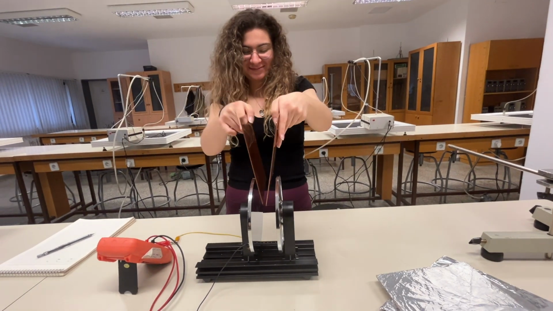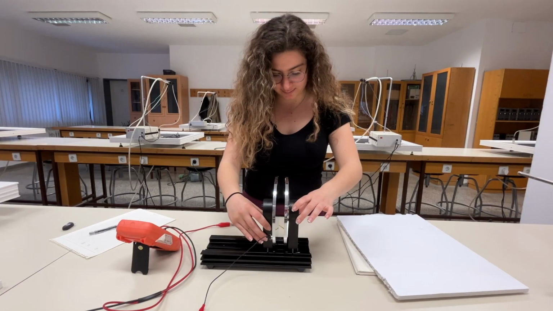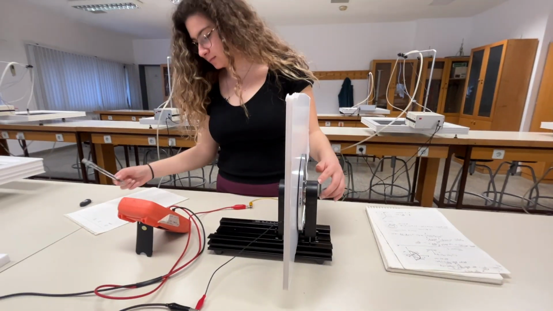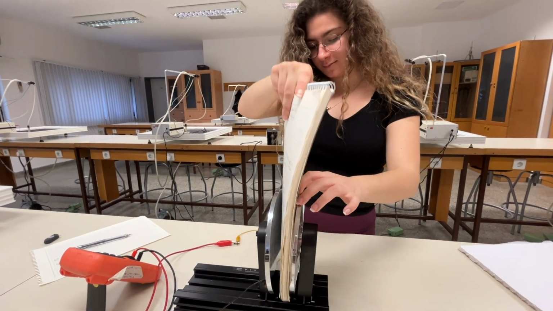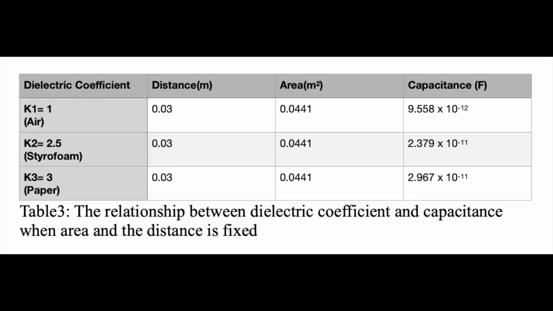were 0.031, 0.0441, and 0.0484 meters squares. Finally, I measured the capacitance values again by keeping the area of the conductors as 0.0441 meters squares and the distance between them as 3 centimeters, and placing styrofoam and paper with different dielectric coefficients between the conductors. While the dielectric coefficient of styrofoam is 2.5, the dielectric coefficient of paper is 3.